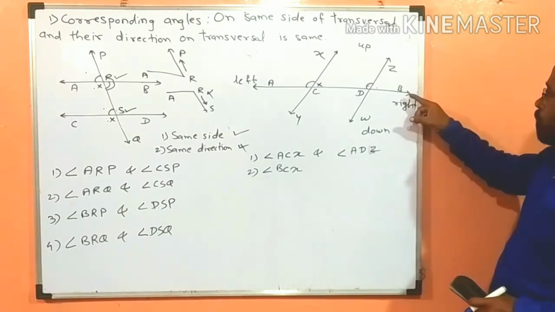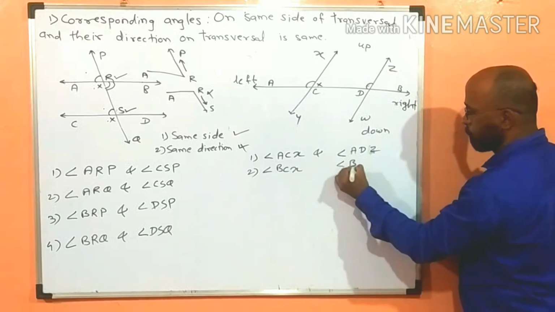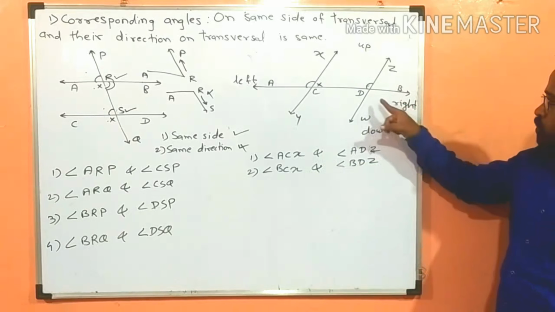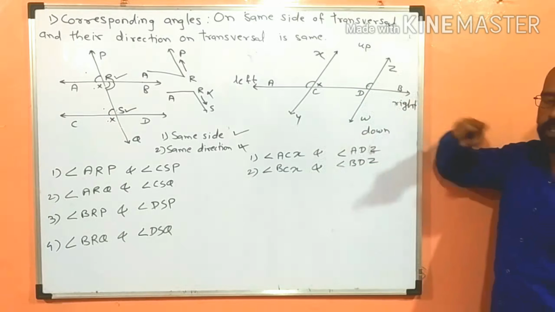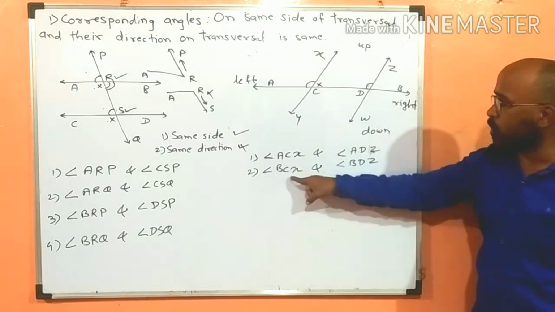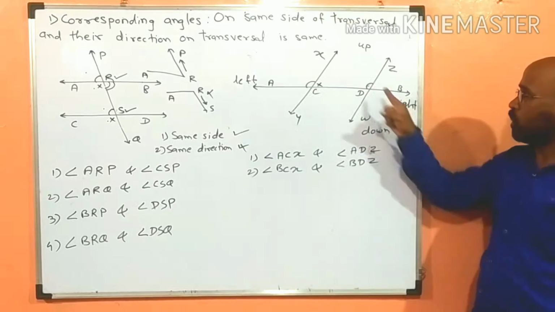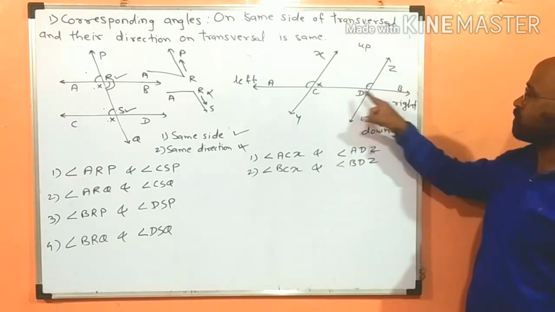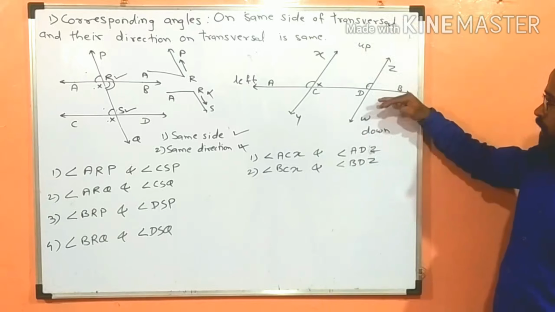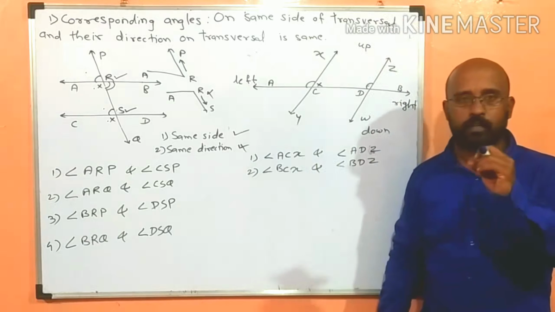So the next one is BDZ. The next one is this angle, BDZ. BDZ has two arms, one is DB, one is DZ. Among these two arms, which arm is part of the transversal? BD. And what is its direction? Towards right. In the case of BCX, CB is part of the transversal, and its direction is also towards right. So BCX and BDZ are on the same side of the transversal, and they have the same direction on the transversal. So these BCX and BDZ are corresponding angles.